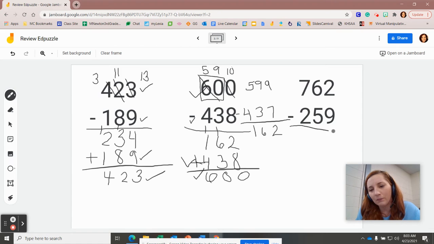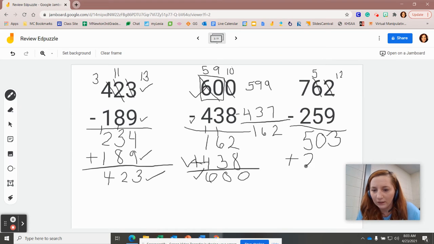All right, next problem. 2 minus 9, can't do it. Got more on the floor. I got to go next door. My 6 becomes a 5. My 2 becomes a 12. 12 minus 9 is 3. 5 minus 5 is 0. 7 minus 2, got more on top. No need to stop. 7 minus 2 is 5.